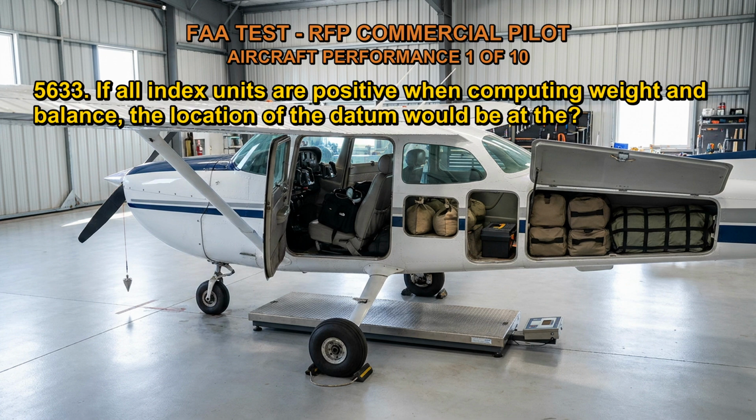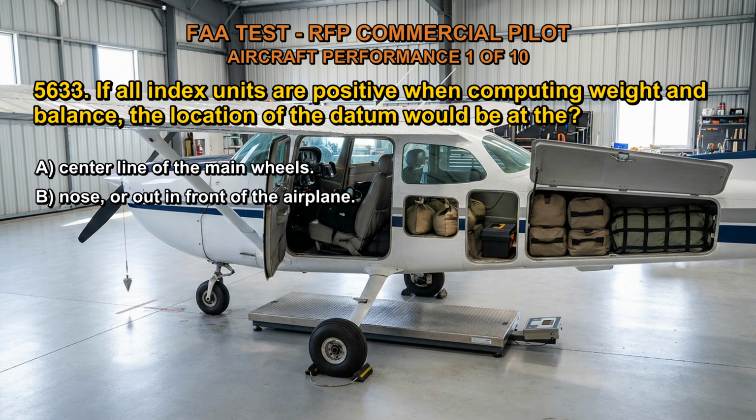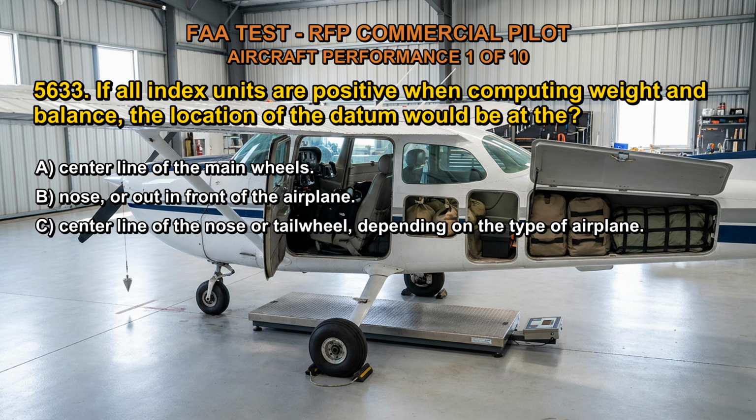5633. If all index units are positive when computing weight and balance, the location of the datum would be at the: A. Center line of the main wheels. B. Nose or out in front of the airplane. C. Center line of the nose or tail wheel, depending on the type of airplane.